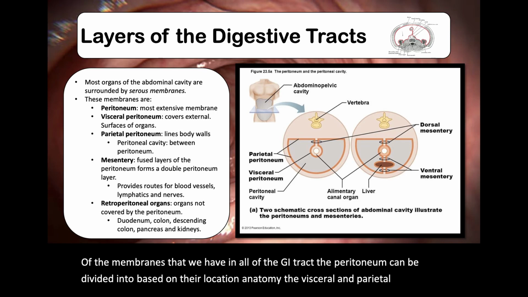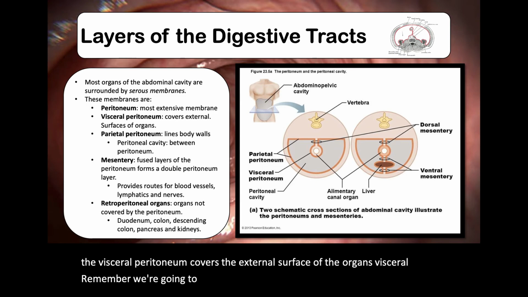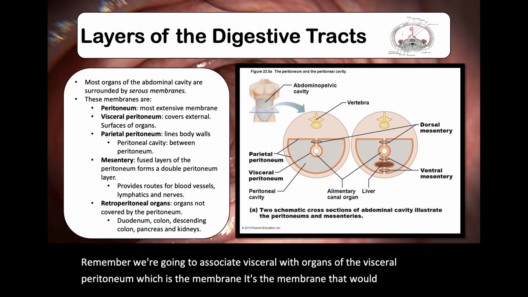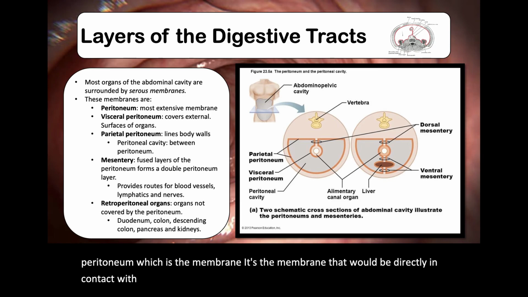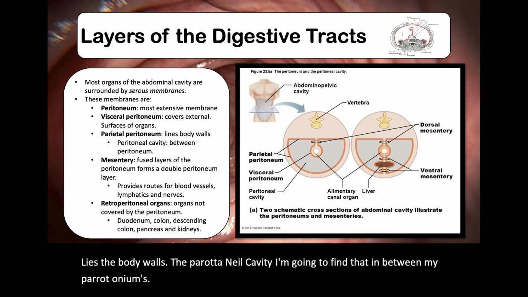The visceral peritoneum covers the external surface of the organs. Visceral, remember, we're going to associate visceral with organs. The visceral peritoneum is the membrane that would be directly in contact with the external surfaces of organs. And the parietal peritoneum lines the body walls. The peritoneal cavity, I'm going to find that in between my peritoneums. So that would be this space in between that.